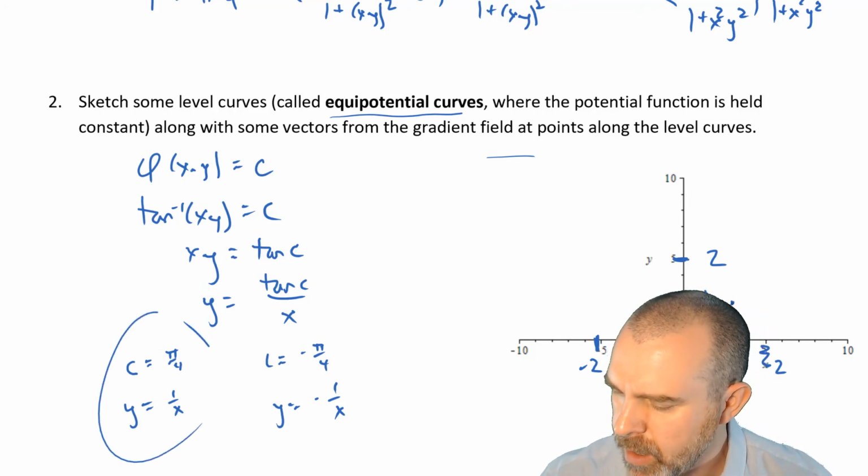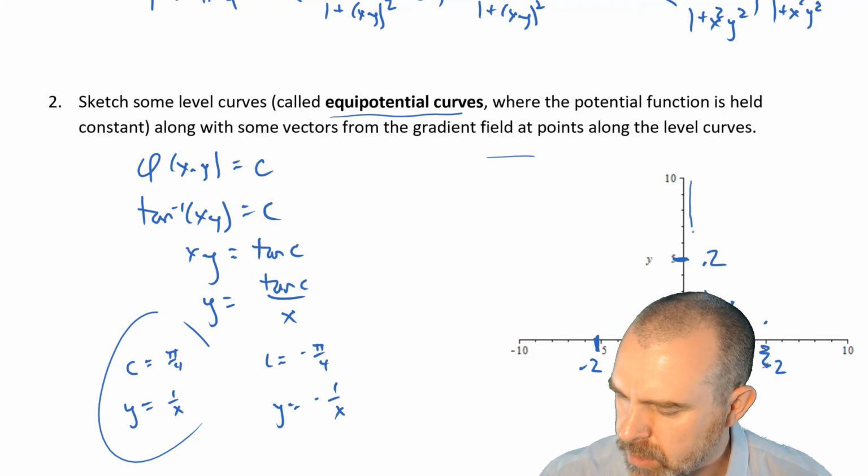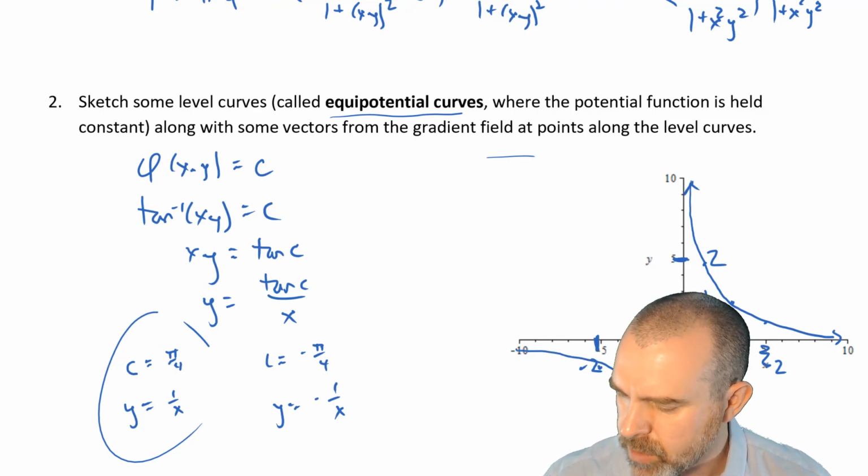So we have 1, 1, 2, 1 half, 1 half, 2, etc. So it looks like this. And then similarly on the other side, negative 1, negative 1, negative 2, negative 1 half, negative 1 half, 2. Okay, goes through something like that. That's c equal to pi over 4.